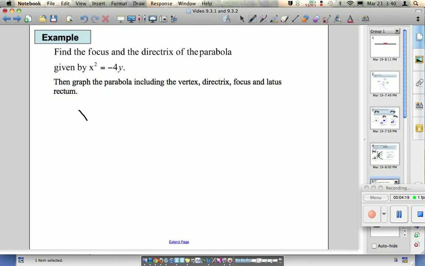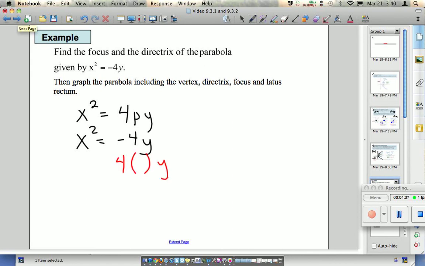So first of all, we want to remember our standard form is x squared equals 4py. So what we always want to do is take our rule and rewrite it in that form. So it's written as negative 4y, but I want to write it as 4 times something times y. And in this case, our something is negative 1, because we take out the negative 1 from 4. So that tells me that p equals negative 1.